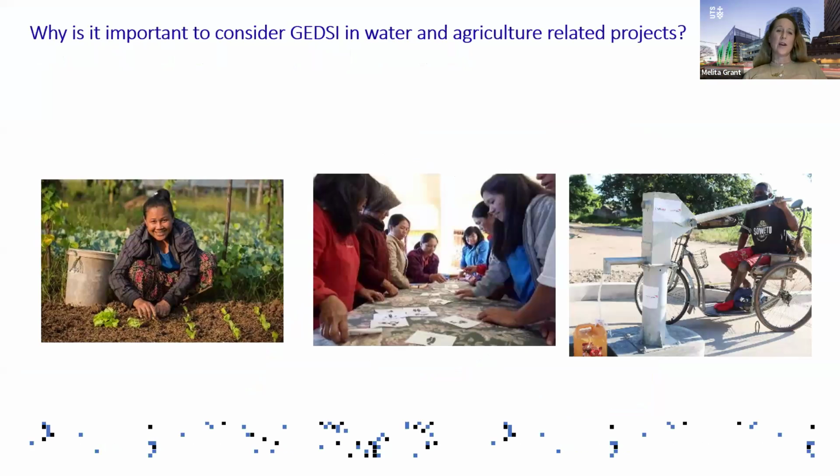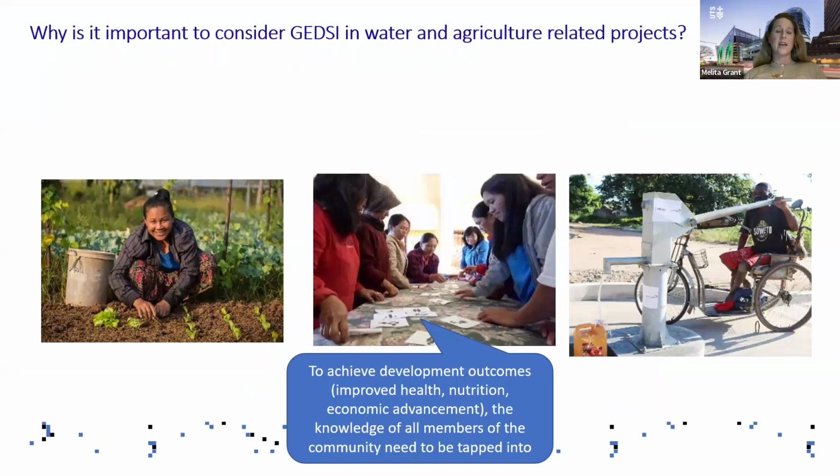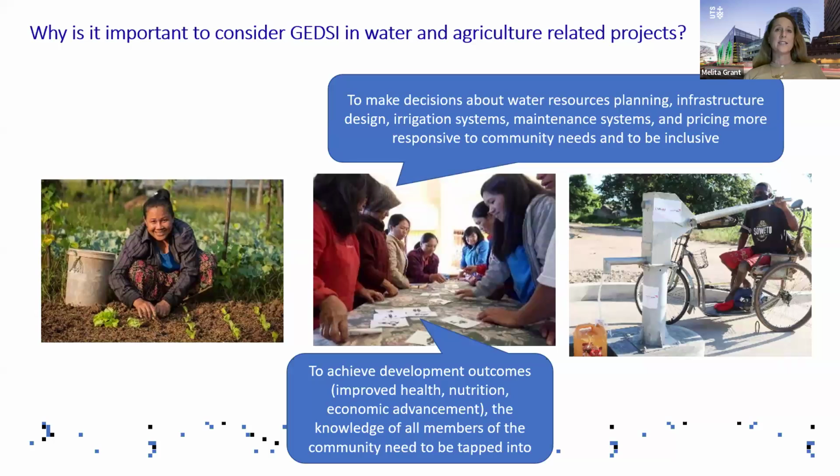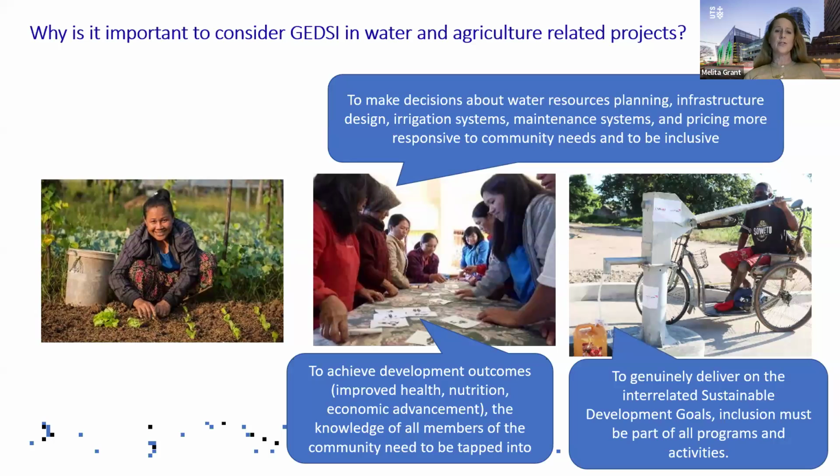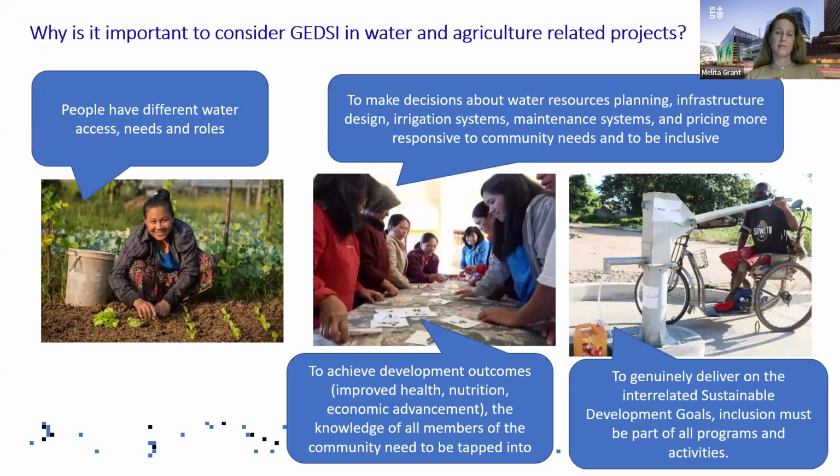There are a few reasons why we consider GEDSI in water and agriculture related projects, and these relate to achieving the development outcomes that I just mentioned. Also in relation to making decisions, having more holistic decisions and having all the inputs you need to make good decisions about water management. Also to genuinely deliver on the interconnected goals of the SDGs. We can't just look at one little slice of the goals. We need to be thinking about how SDG 6 connects to 5 and 2 and 11, all of the goals, because they are absolutely interconnected and dependent on each other.